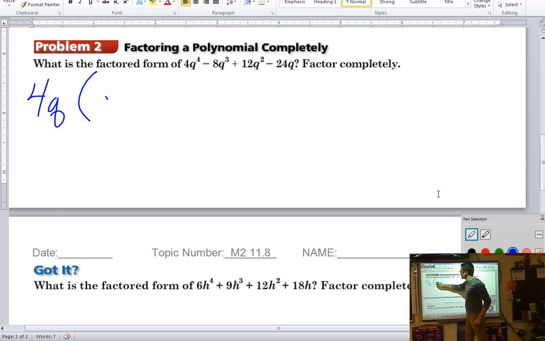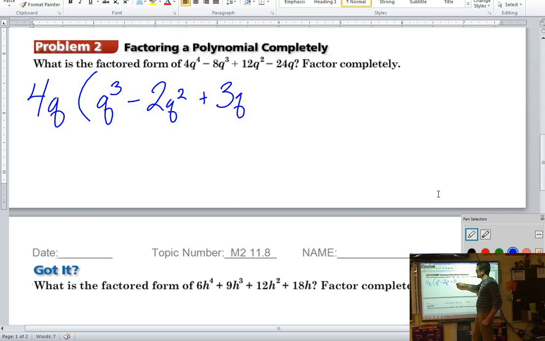So that will give me q to the 3rd minus 2q squared plus 3q minus 6. I know, my q's are awkward. Whatever. Judge me. I always do.